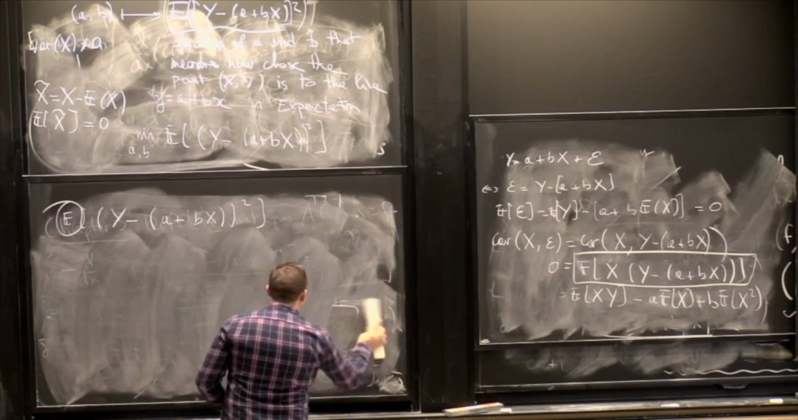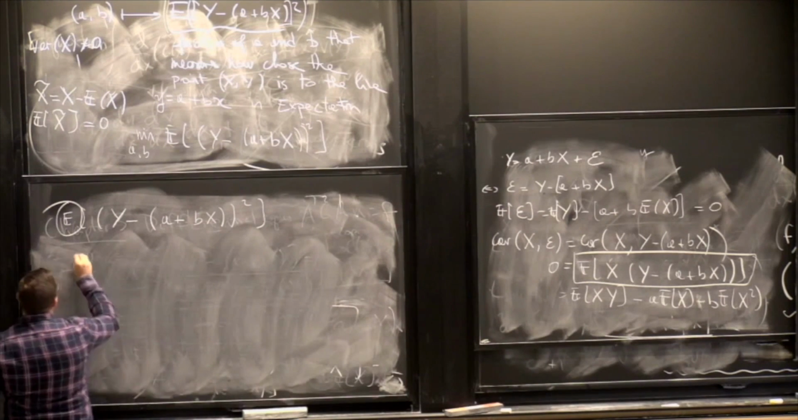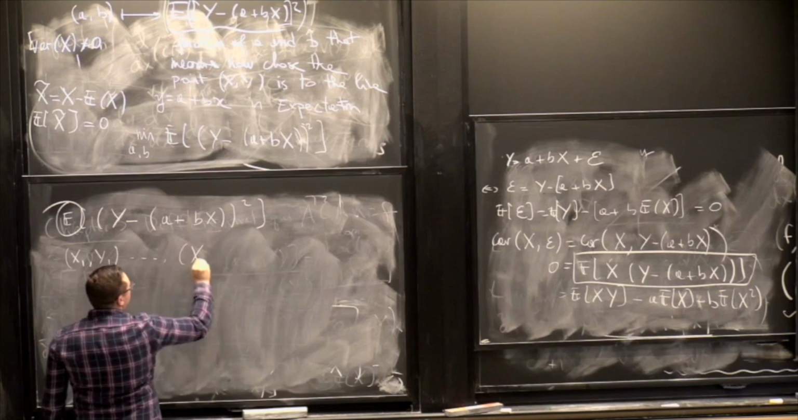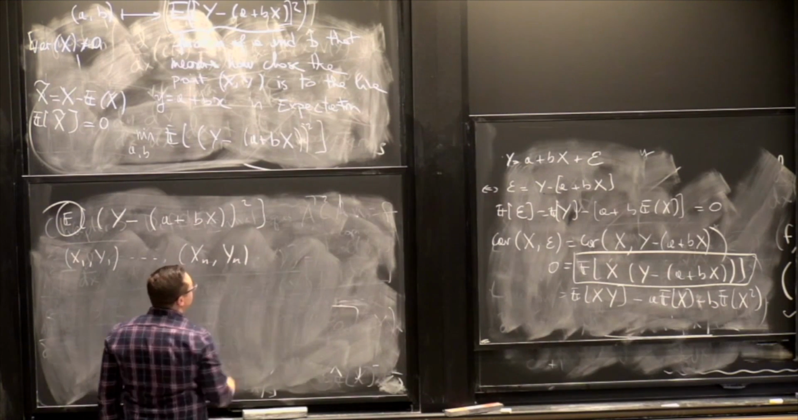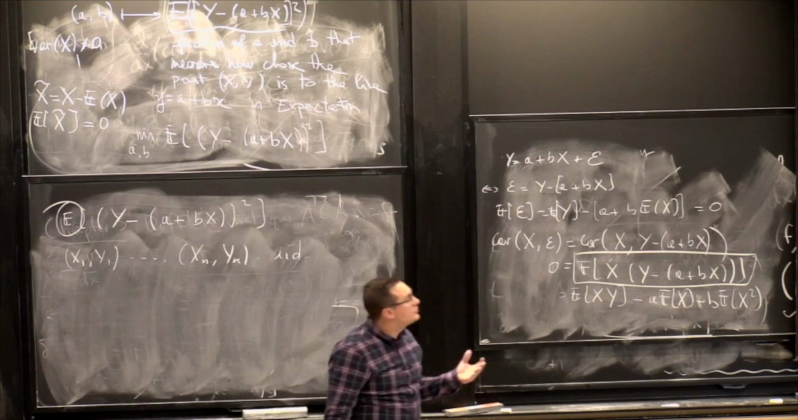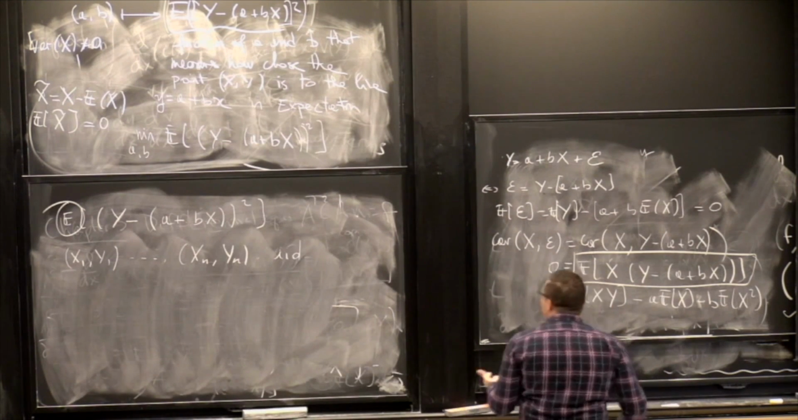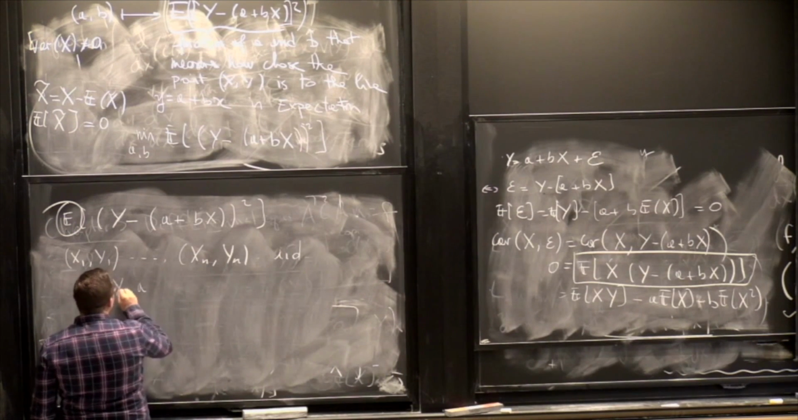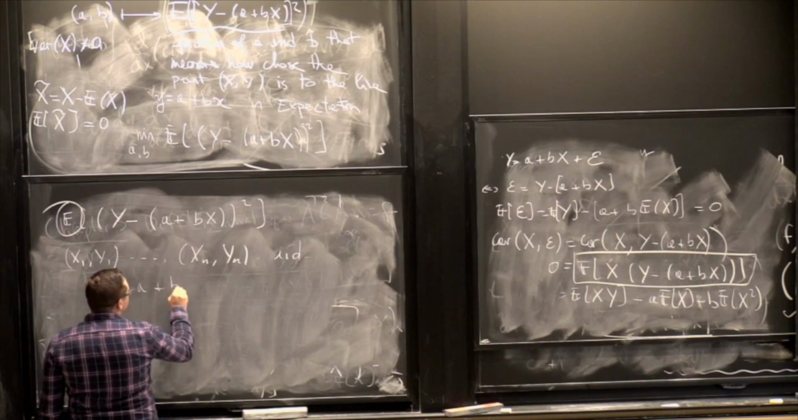Well, I'm just going to say, well, if I have (x1, y1), ..., (xn, yn), and I'm going to assume that they're IID. And I'm actually going to assume that they have some model, right? So I'm going to assume that I have that a, so that yi follows the same model.